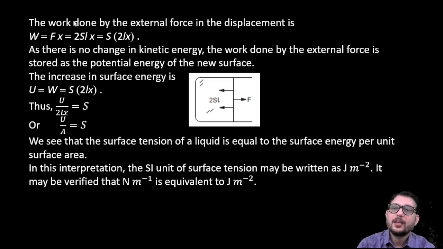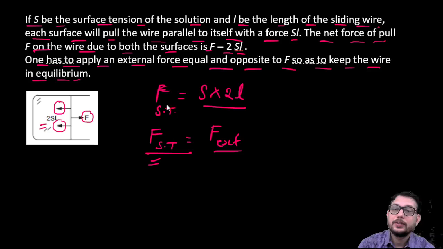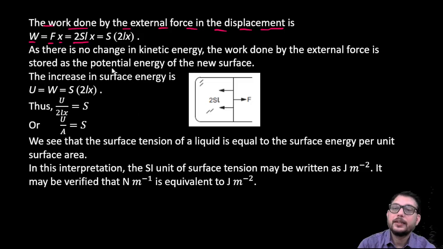Okay, the work done by the external force in the displacement. Work done, we know, is force into displacement. Now force is 2SL, as I have already explained to you. That is the force, 2SL. So here 2SL and the displacement x, so it will be S into 2Lx. Now you can simply say that this work is nothing but the potential energy, that is U. So U will be equal to W, the work done, so it will be S into 2Lx.